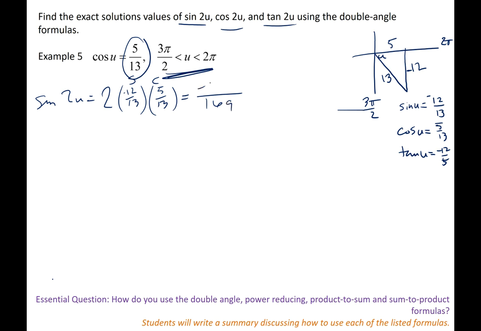I like the 169. I also like the negative 120. I think we missed a 5. Or the 2 in front, probably. 2 in front. Okay. All right, let's look at cosine.